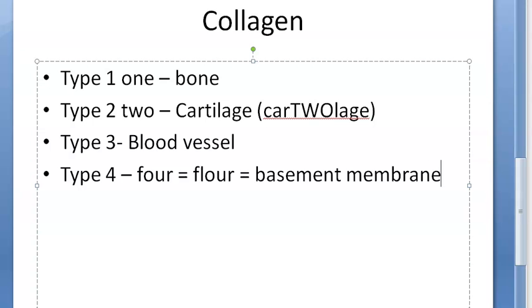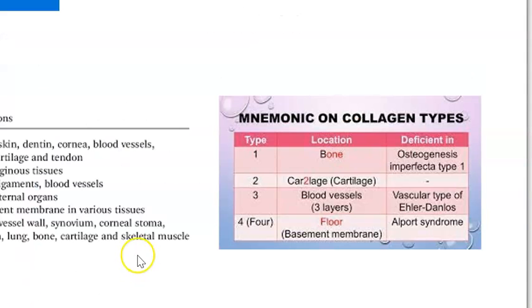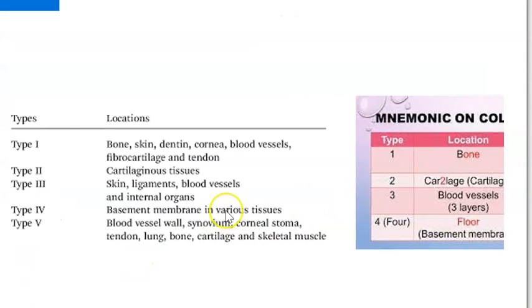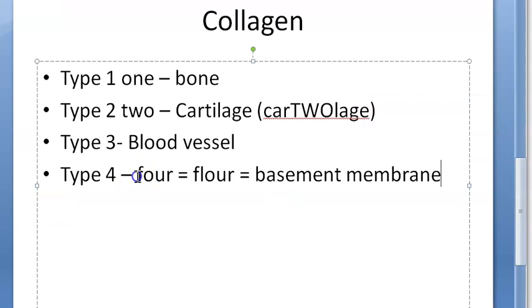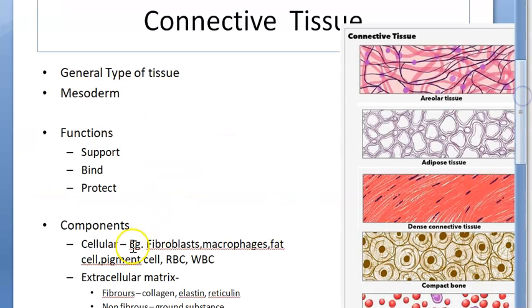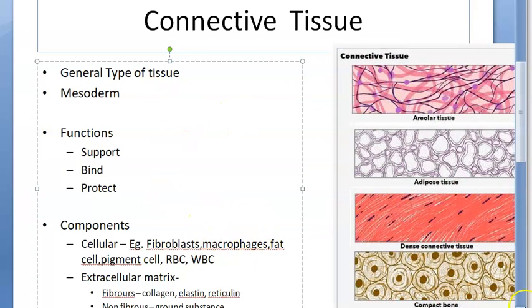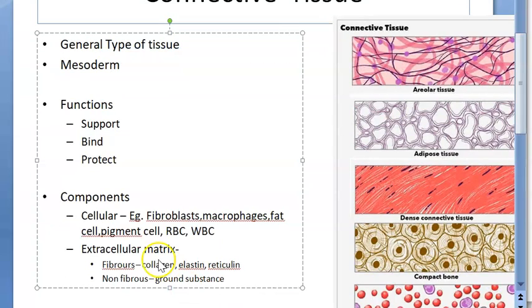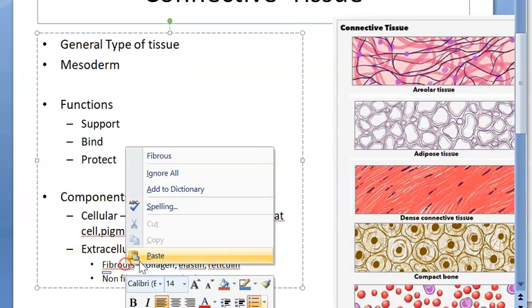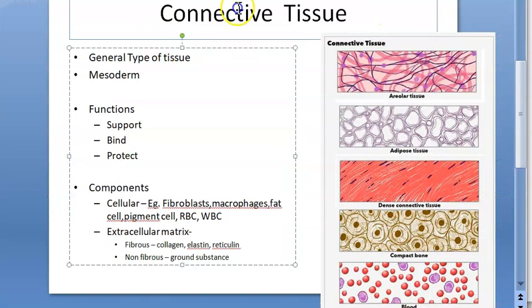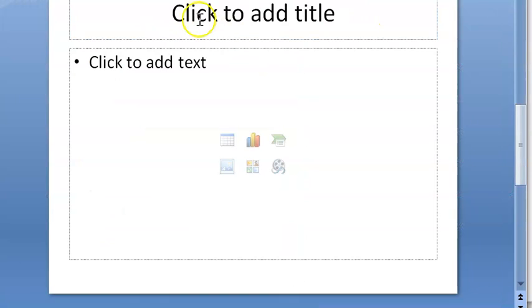Okay. Anyways, this class is not about collagen. It is about connective tissue, guys. Wake up. So, we are looking at collagen. Okay. Basically, we got deviated. We were looking at connective tissue. We were looking at the components of connective tissue, right? So, we found that they have cellular components and extracellular. In that fibrous, you have, under fibrous, you have collagen. Very good.